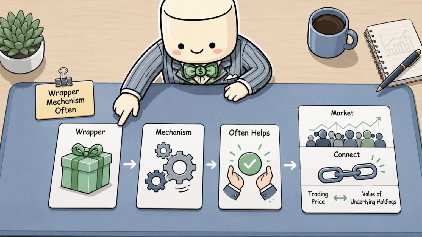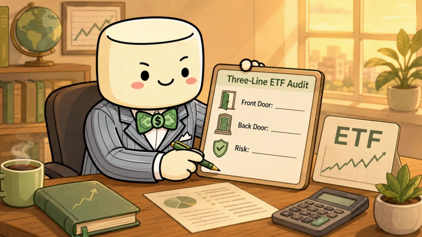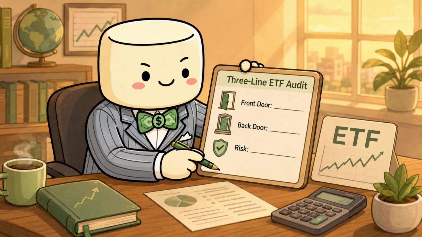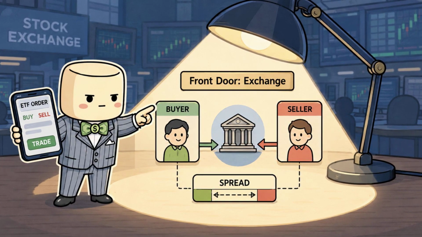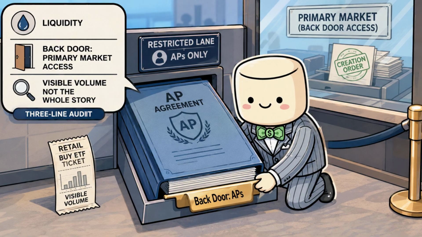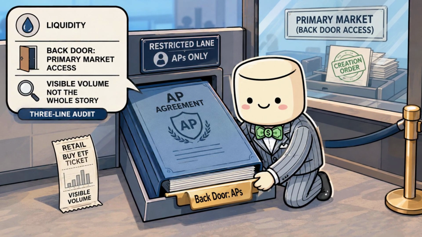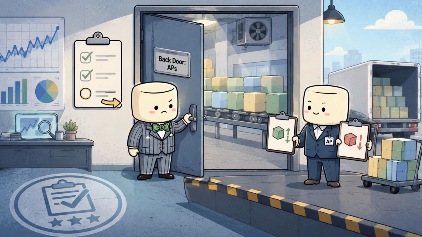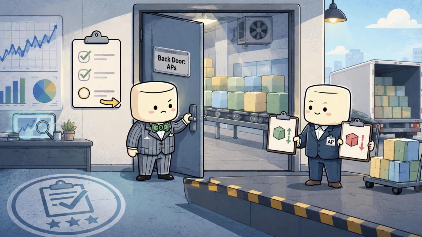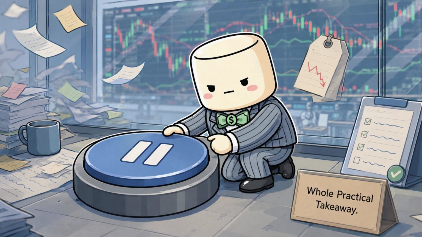Now, let me give you a simple 3-line audit you can use the next time you look at an ETF. Line 1, I trade this ETF through the front door, so I should know the market price and the spread. Line 2, this ETF has a back door, so visible trading volume is not the whole liquidity story. Line 3, the back door helps price discipline, but it does not remove risk. That is the whole practical takeaway.